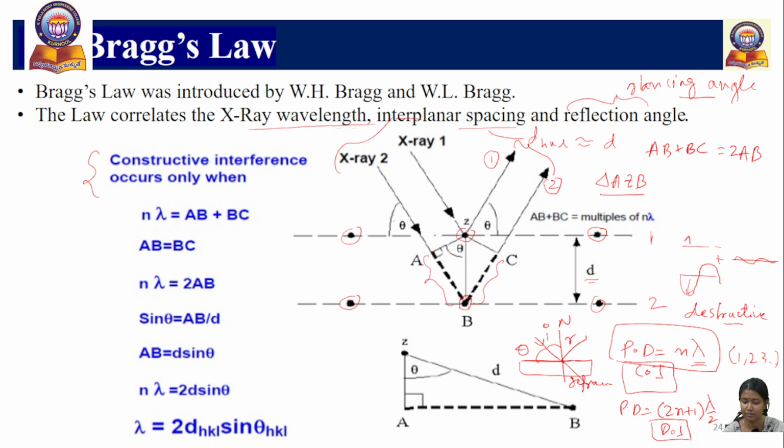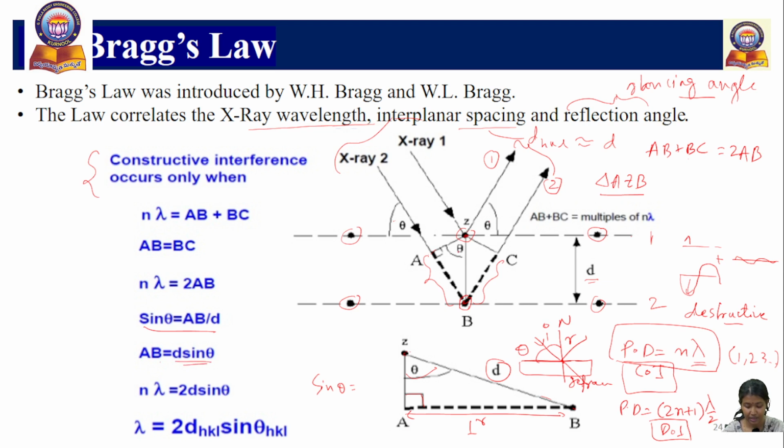So this is theta. If this is theta, obviously this is also theta, alternate interior angle. So if this is theta, sine theta will be how much? From here you can see at Z we have theta. Z to B is the interplanar spacing d. So sine theta is AB, this is perpendicular, by the hypotenuse, which is opposite the 90 degree angle, that is d. AB by d. So AB equals d sine theta.